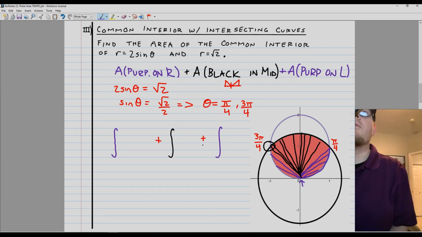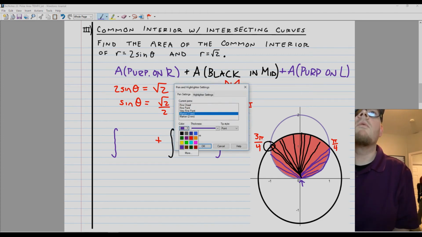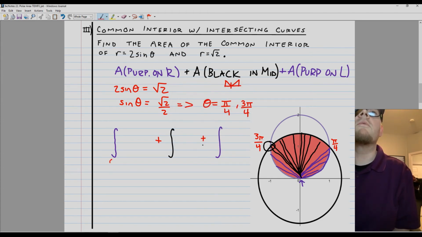Okay, so we've got our three sections for each of the three integral regions. Everything seems to be fine. From there, I'm going to figure out the actual angular bounds based on what we just calculated. For the first one, I'm going to run that region from 0 to pi over 4. That feels like it's about right. Just looking at my picture, that seems pretty good.